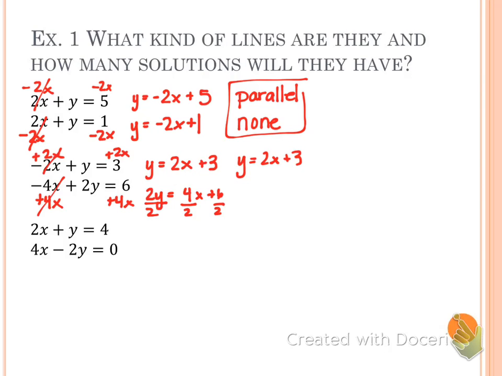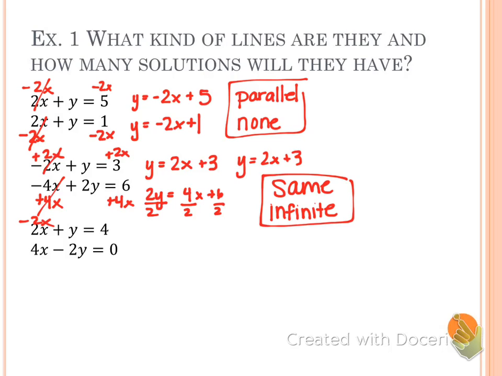So what kind of lines are they? They've got parallel, same lines, or intersecting. Same equation means they are same lines. How many solutions will the same line have? An infinite. Because they never separate. They always keep touching. So they're always going to have as many solutions as you can possibly think of. All right, let's do the last one.